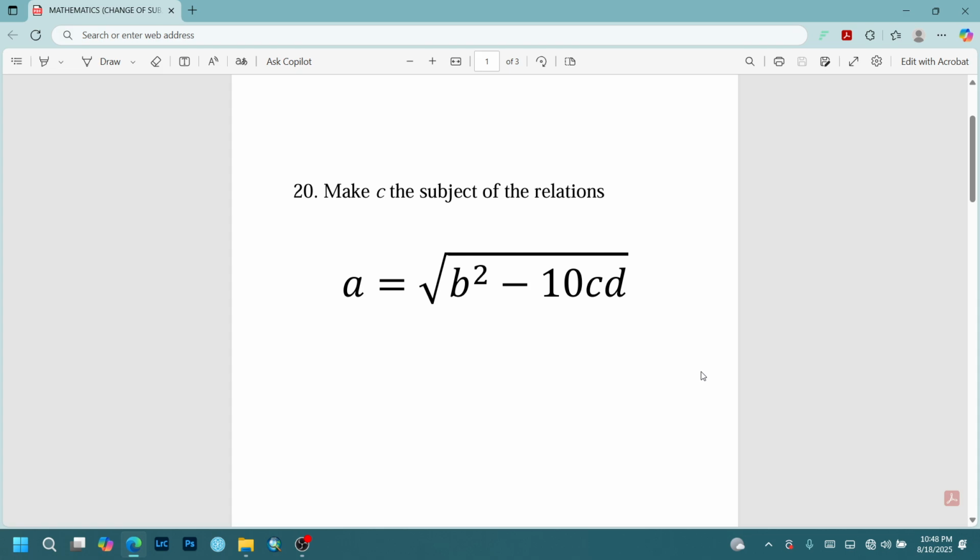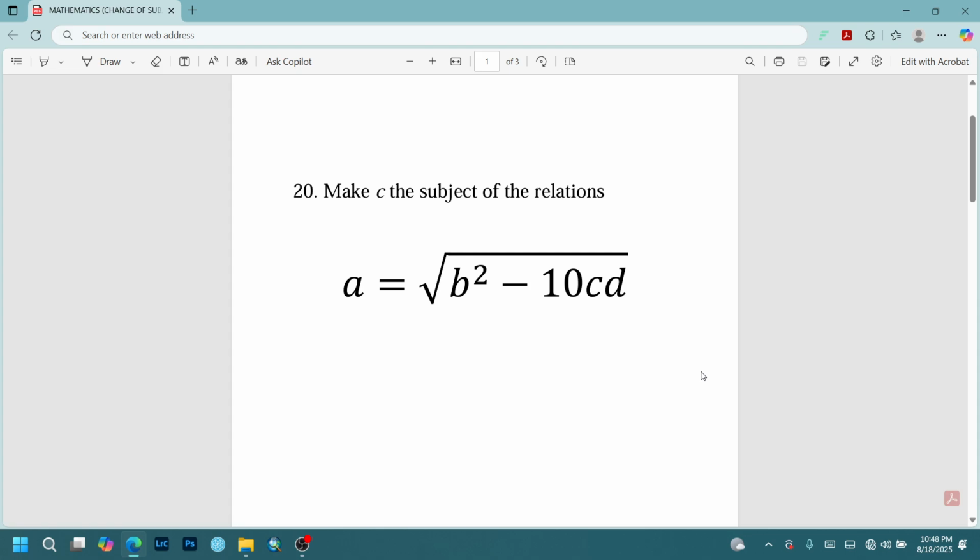In today's series, we are going to solve a practical question in mathematics, change of subject. So this is series 20, and let's quickly delve into the question. Series 20: make C the subject of the relation.